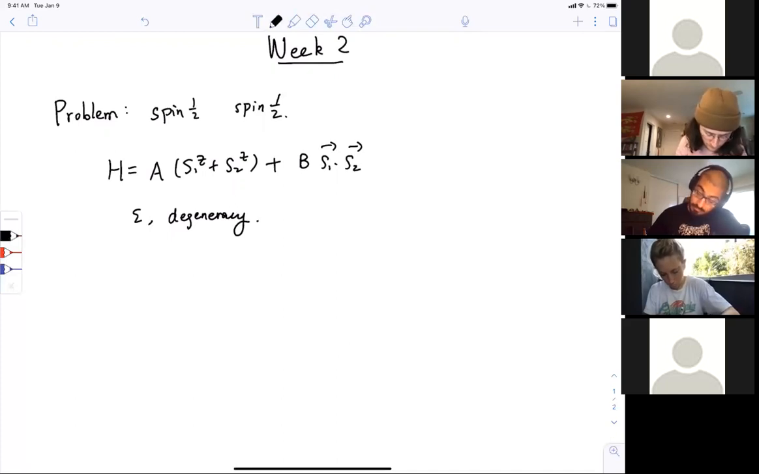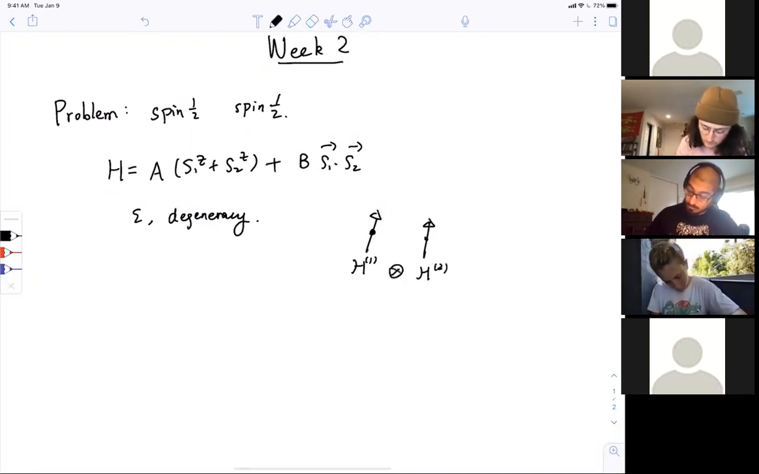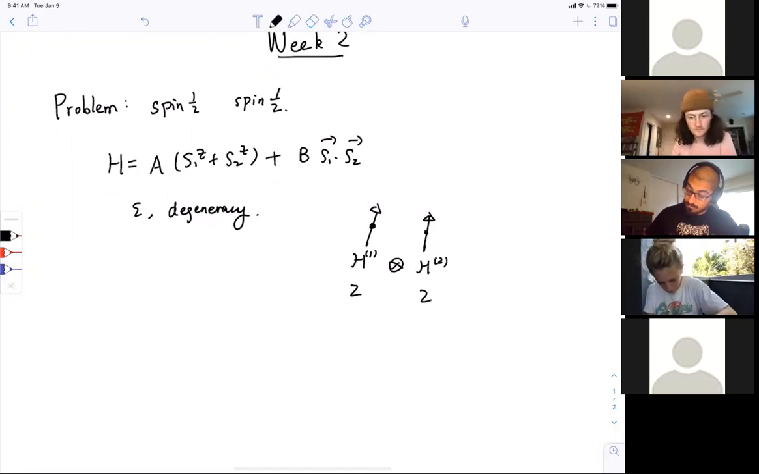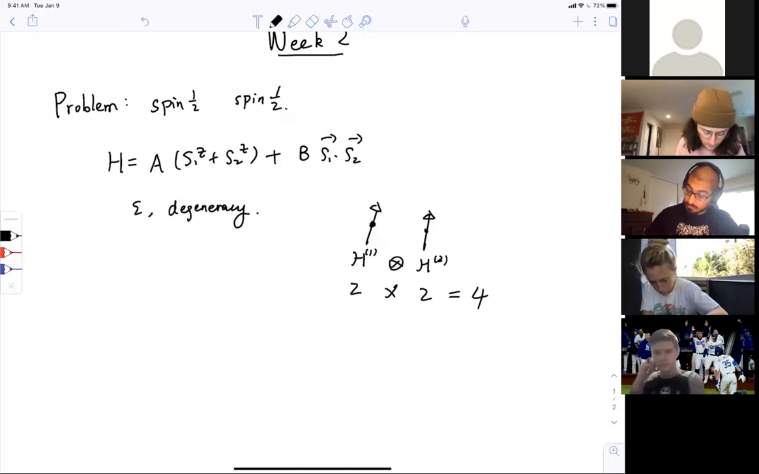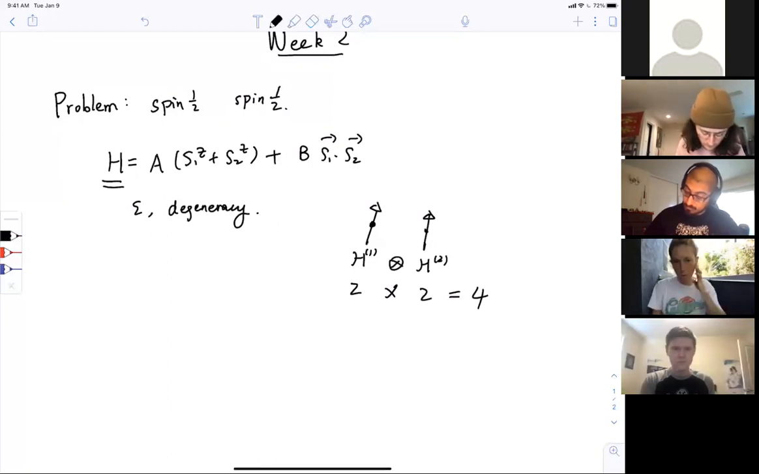By the way, whenever you have a Hamiltonian, the first question you should ask yourself is, what's the Hilbert space? So in this case, there are two spins. Each spin has a two-dimensional Hilbert space. The total Hilbert space is the tensor product of those two. The first one has dimension 2, the second one also has dimension 2, so the total dimension is 4, meaning that if I write this Hamiltonian in some specific basis, then this is a 4x4 matrix.